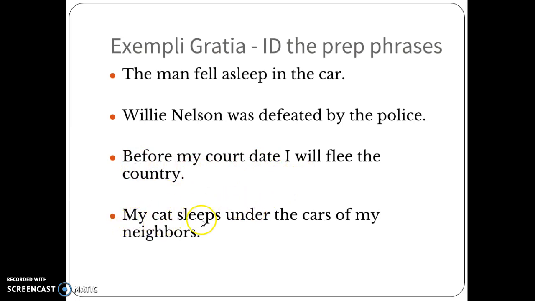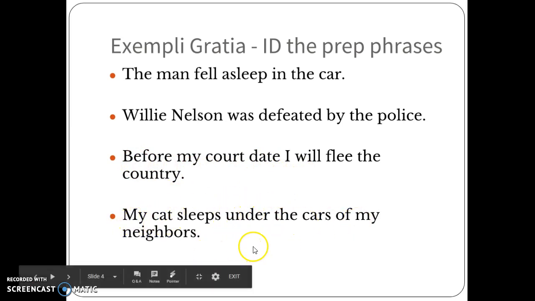Number four, my cat sleeps under the cars of my neighbors. Well, this one's a double whammy. We actually have two prepositional phrases in here. Under the cars is one of them, and of my neighbors is the other. Under is the preposition here, and the cars is its object. So under the cars is one prepositional phrase. Of my neighbors, of being the preposition, and my neighbors is the object of the preposition. That comes together to make your second prepositional phrase.